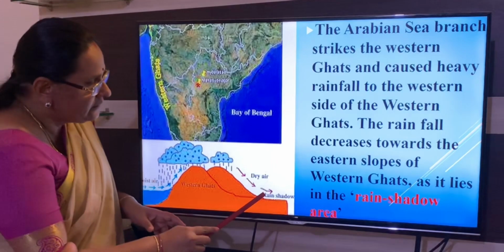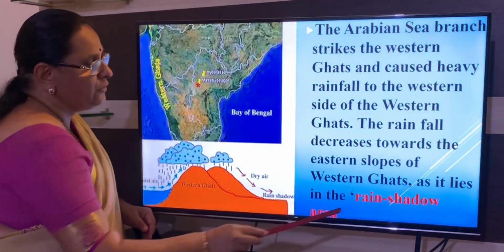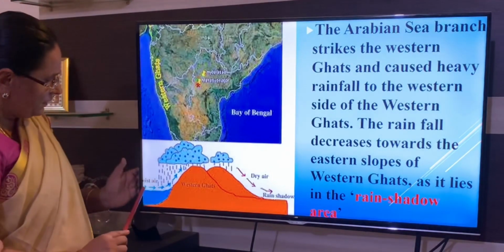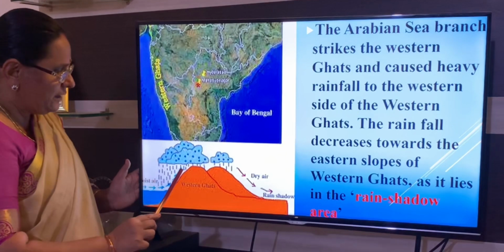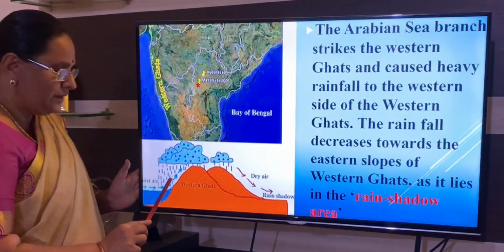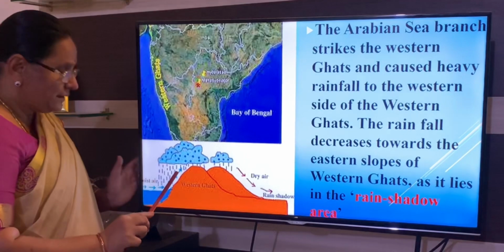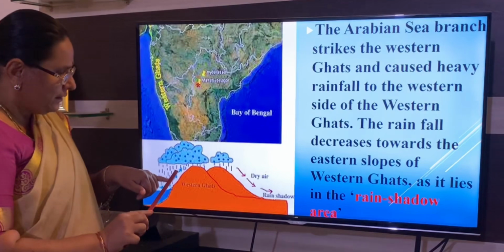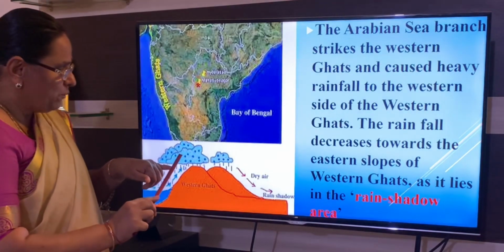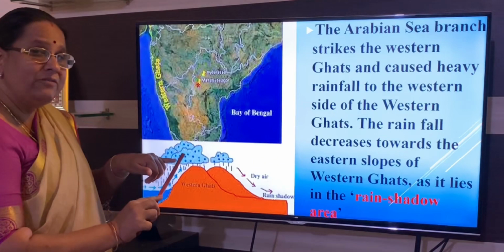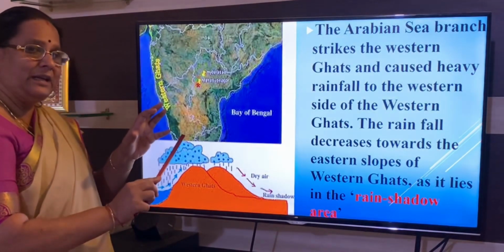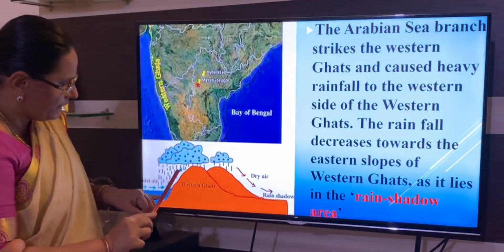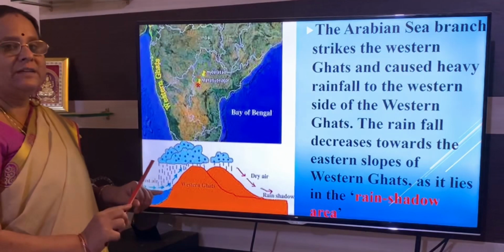So due to that, this region we call it as rain shadow area. You understood, children? First thing is, the wind is blowing from Arabian Sea, reaching Western Ghats. When these winds reach the Western Ghats, they come and reach the mountain region. Due to that, they start moving upward. But when they are moving upward, they have to carry this moisture laden wind. So they find difficult to carry it, they drop it. So it comes in a form of rain. So heavy rainfall can be seen towards the Western Ghats of western side.